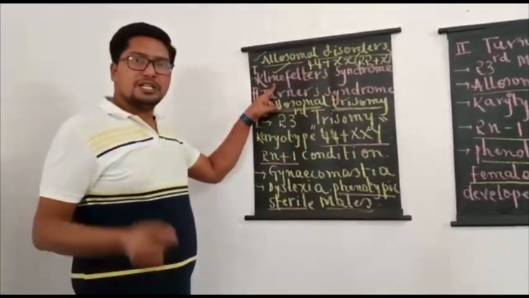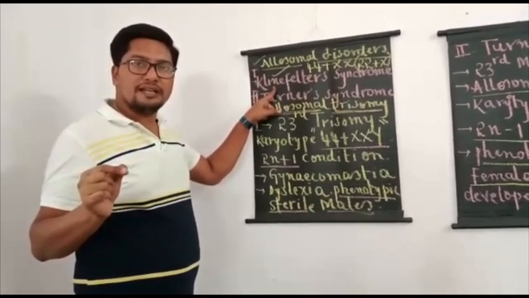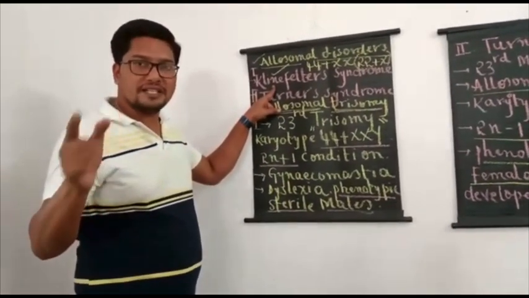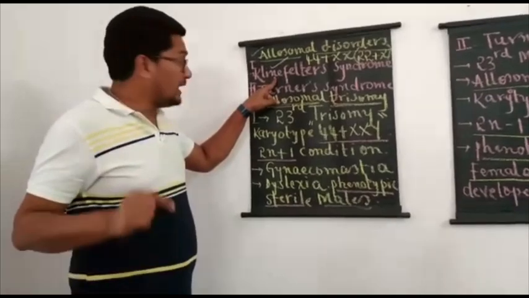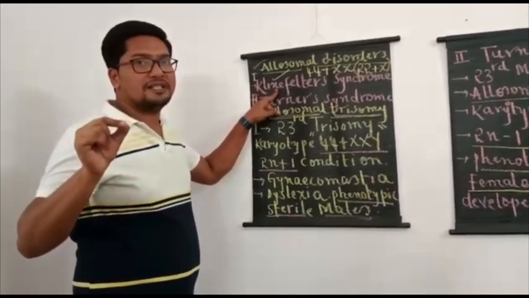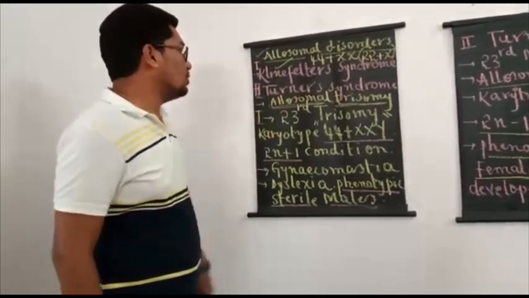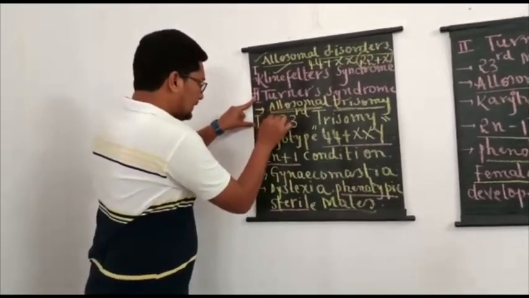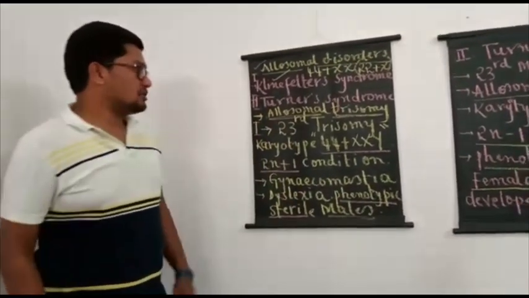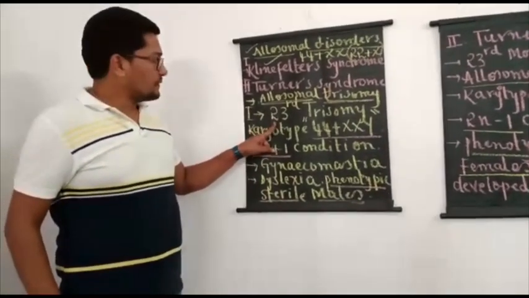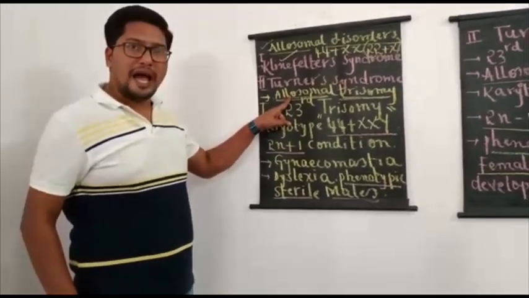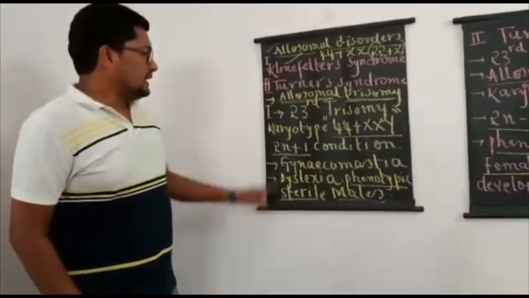And this condition was reported for the first time by Dr. Klinefelter. So named after Dr. Klinefelter, this problem is now called Klinefelter syndrome. And remember, Klinefelter syndrome is the result of 23rd trisomy. It is an example for allosomal trisomy.